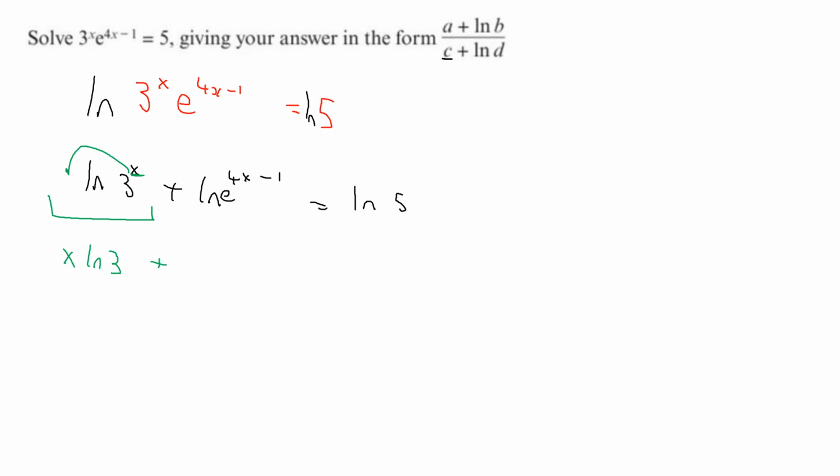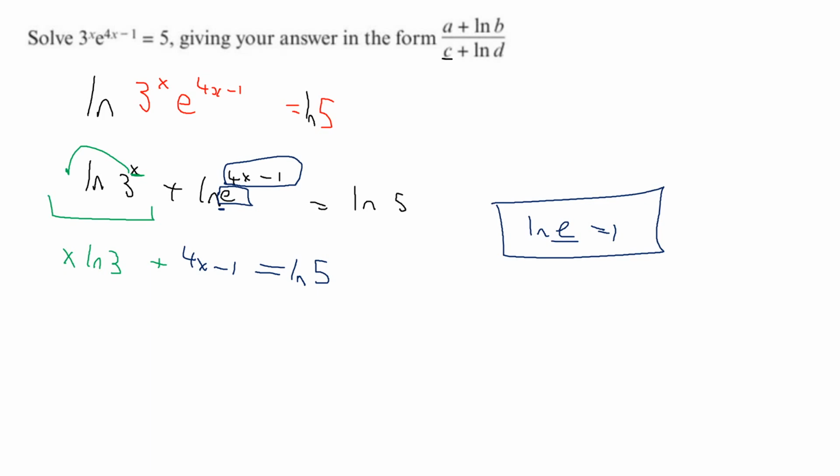For this one, however, because both the base and the number in the function are the same, we can just bring this down, and this will be 4x minus 1, and it's all equal to ln 5, excuse me. Because ln e is equal to 1, because the bases are the same. Anyways, sorry.